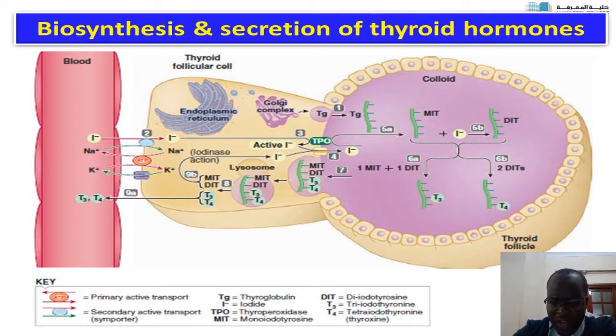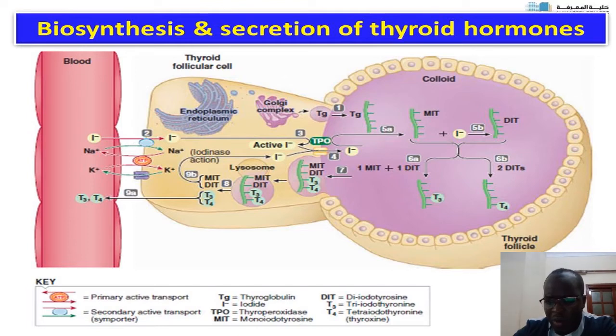Then, with the presence of iodine that was pushed into the colloid, there will be an iodination reaction that will take place. To the tyrosine, if you just add one iodine, it becomes MIT, the monoiodotyrosine. If you add 2 iodine, it is converted into diiodotyrosine. Then the monoiodotyrosine can react with the diiodotyrosine. So there is a coupling reaction that is taking place after iodination.